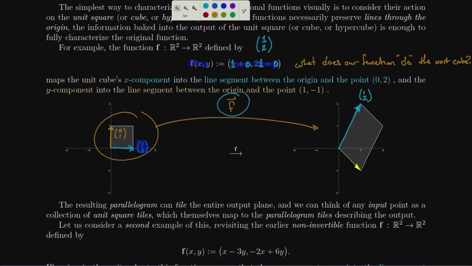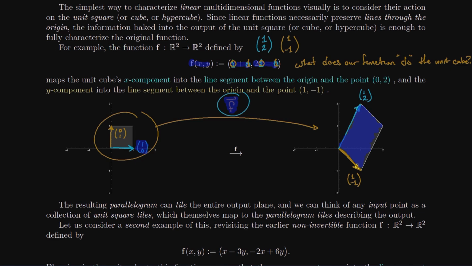Do the same thing with the vector 0, 1, so you put a 0 in for x and a 1 in for y. You get the vector 1, -1, and that's what we've drawn down here, the vector 1, -1. And then of course you can complete the parallelogram that ends up being spanned by those 2 vectors. Okay, so this is what the unit square maps to if you plug it into f.